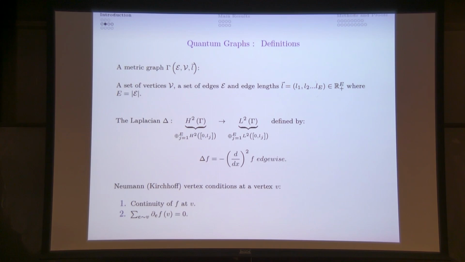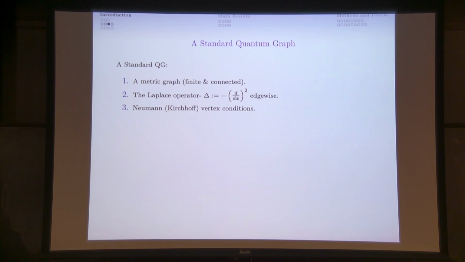To wrap it up together, when I say a standard quantum graph, I mean a metric graph, finite and connected, with the Laplace operator, I don't want to add potentials at this point, and Neumann vertex conditions. Of course, you can have much more sophisticated quantum graphs. You can have different vertex conditions. That's not for this talk. In addition, I will assume that I have more than one edge. This graph is not trivial.